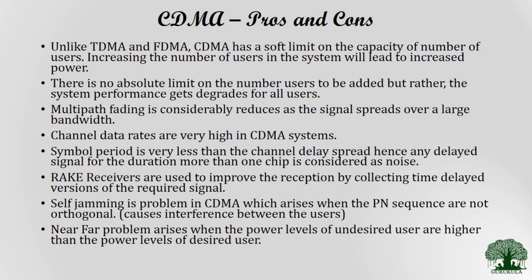Self-jamming is a problem in CDMA which arises when the PN sequences are not orthogonal. As already discussed, the orthogonality among the signals has to be maintained. If it is not maintained properly, then that will lead to interference between the users.